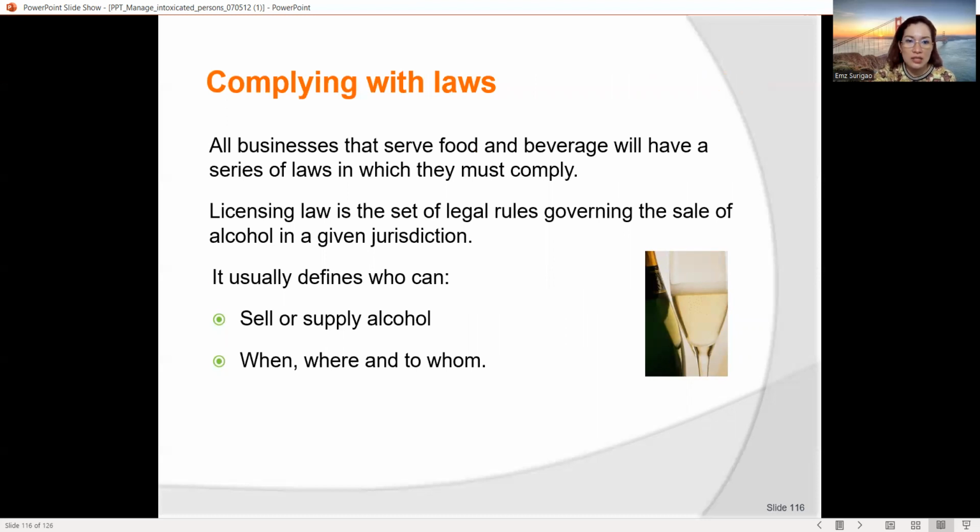So, complying with laws. All businesses that serve food and beverage will have a series of laws with which they must comply. Licensing law is the set of legal rules governing the sale of alcohol in a given jurisdiction. It usually defines who can sell or supply alcohol, so they should have a permit, when, where, or to whom to sell, or who is the person who is buying the alcohol. So there should be an identification ID as well when someone is purchasing the item.